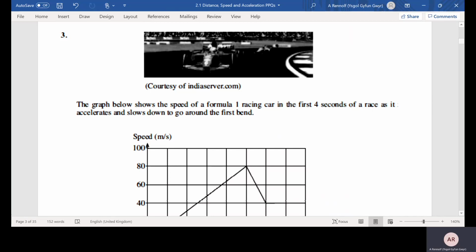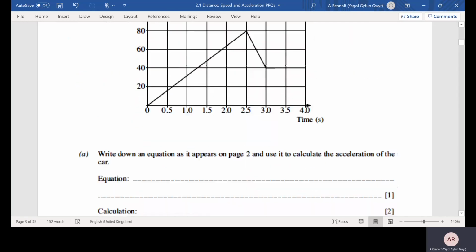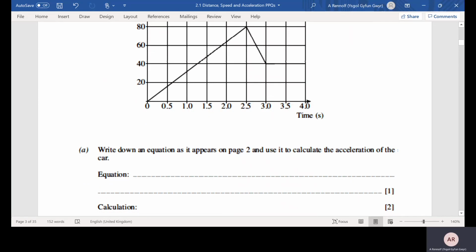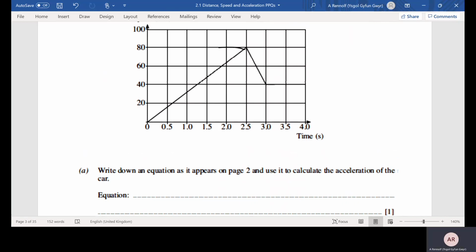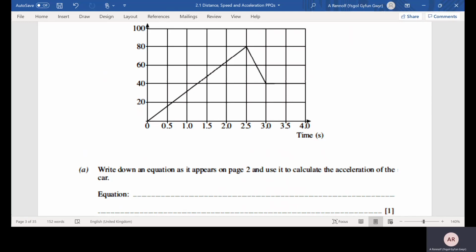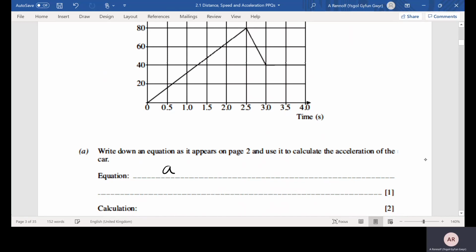Okay, so the next question is dealing with a graph showing how the speed of a Formula 1 car changes during the first 4 seconds of a race. Write down an equation as it appears on page 2 and use it to calculate the acceleration of the car. So this part of the graph is where the car is accelerating, that first 2.5 seconds. And to calculate the acceleration, we're going to use the equation acceleration is change in velocity over time. And you could use either the word format or the symbol format for that.